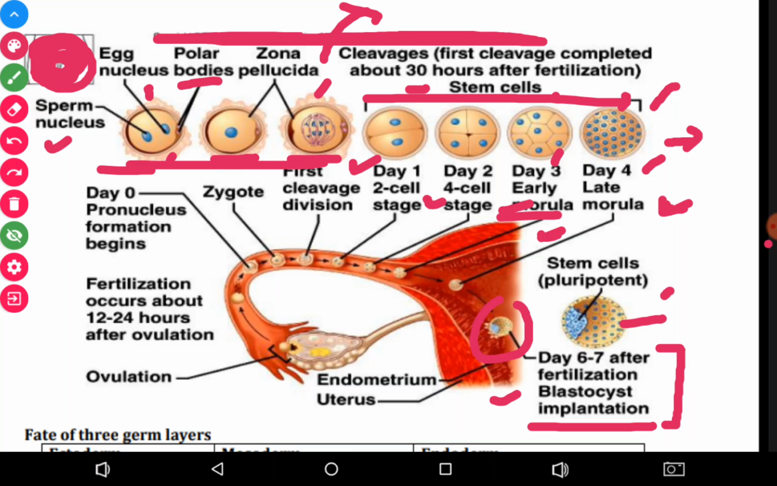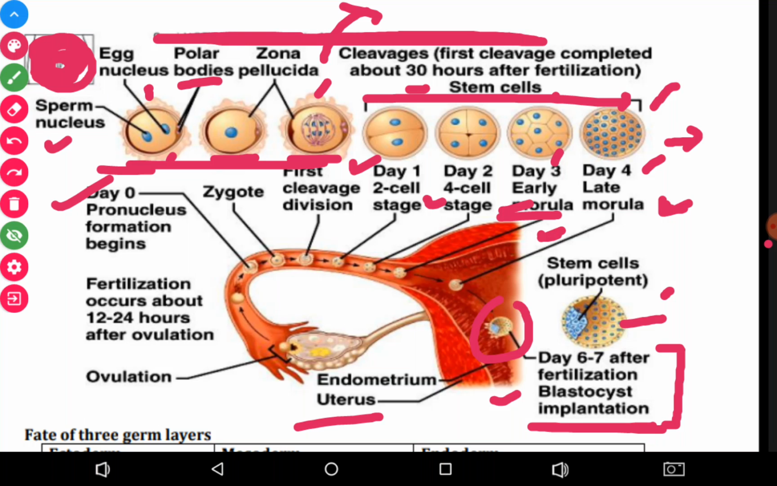Implantation takes place. So the villi are formed. You can see in this structure some finger-like projections arise from the blastula, and similar structures also arise from the chorionic villi of the endometrium, and they both get fused to form the placenta. And now the process is called what? Implantation.